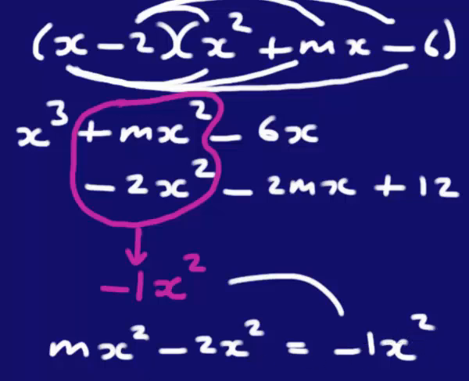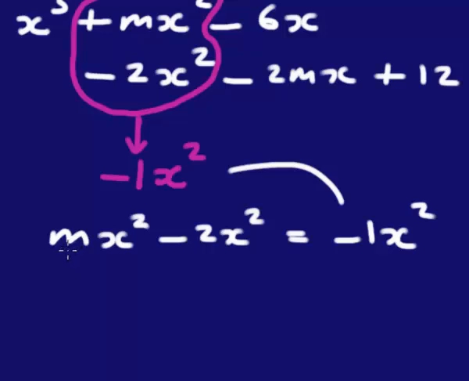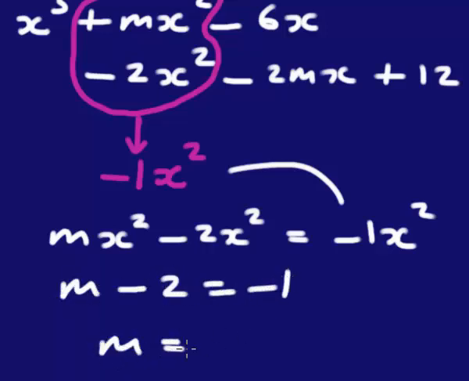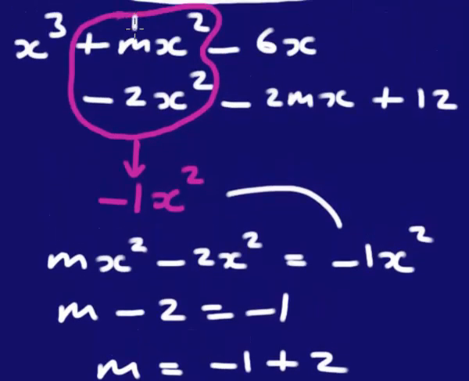Alright, now how do we do it? Well, it's quite easy to see. What would m have to be? Well, if we just remove the x squareds, let's get rid of them. You've got m minus 2 is negative 1. So if you solve for m, you've got negative 1 plus 2 if you bring that across. So m is equal to 1. So that's 1. Now check it. What is 1 minus negative 2? Gives you that second term.